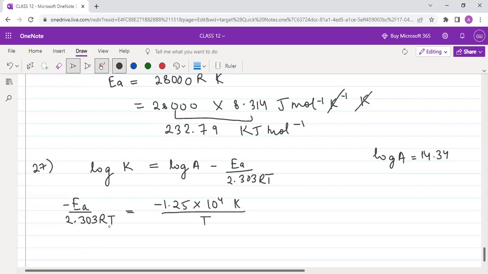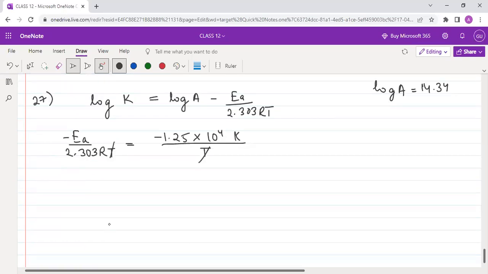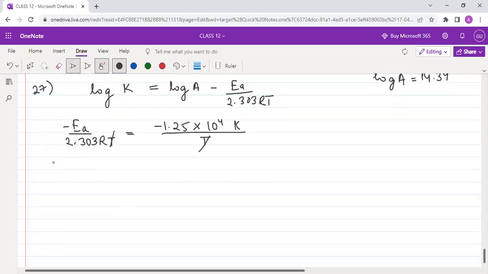Now the temperature will get cancelled, and the minus sign will get cancelled. So 1.25 into 10 raised to 4 into 2.303 into 8.314. What is the answer?